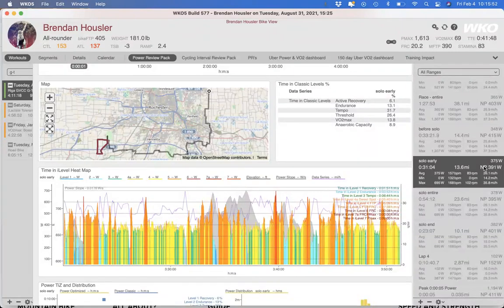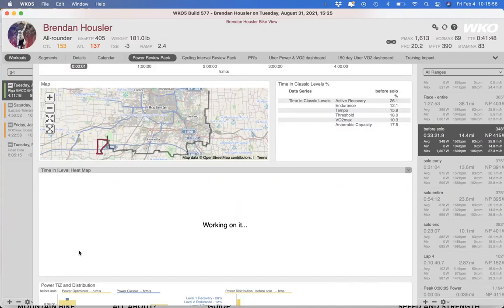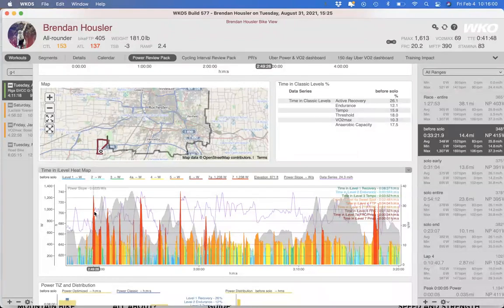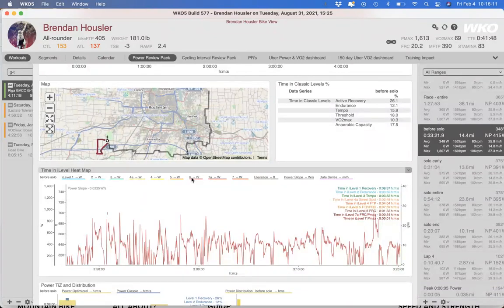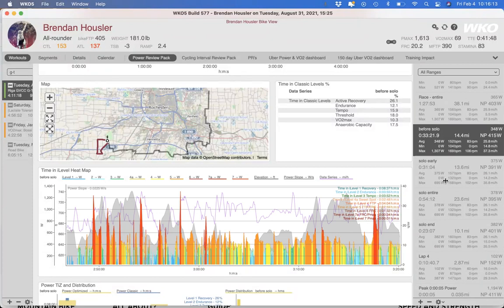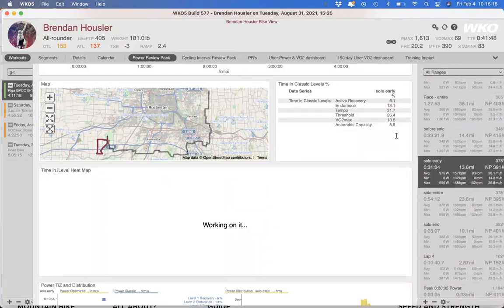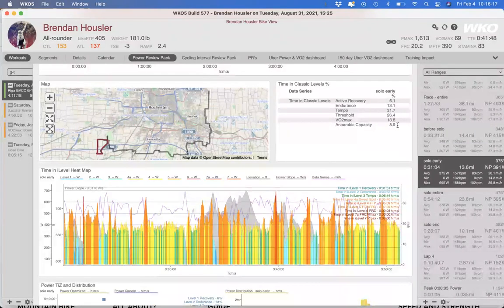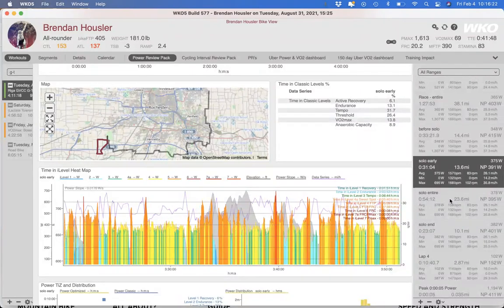So the orange in this chart is VO2 max wattage. What we're going to see, which we saw early on, was the very aggressive surges, you know, 1200 watts, 800 watts, 1000 watts, 1100 watts, 1250, 800. Those are the ones that make you say, ouch. And when I'm solo early on, there is none of that. It's only 9% anaerobic and tons of threshold and VO2 max.